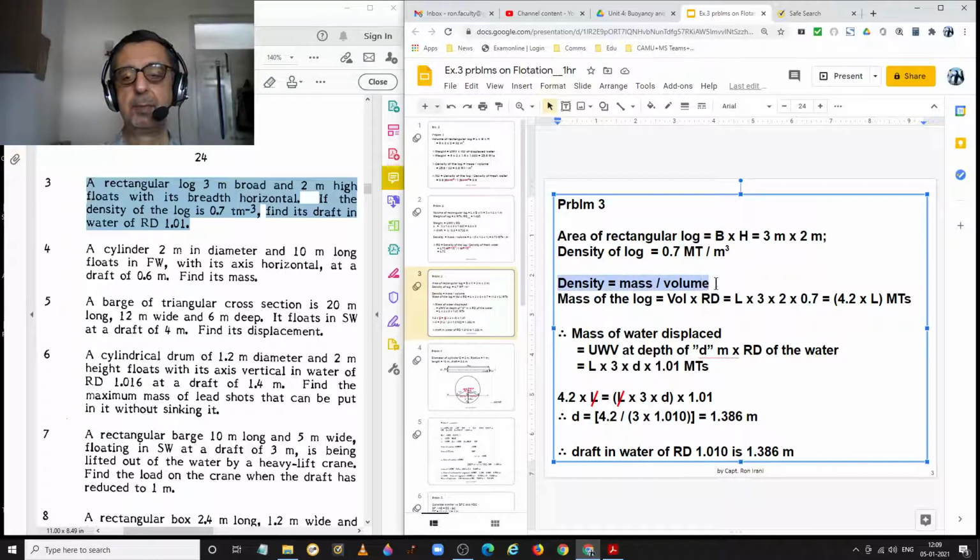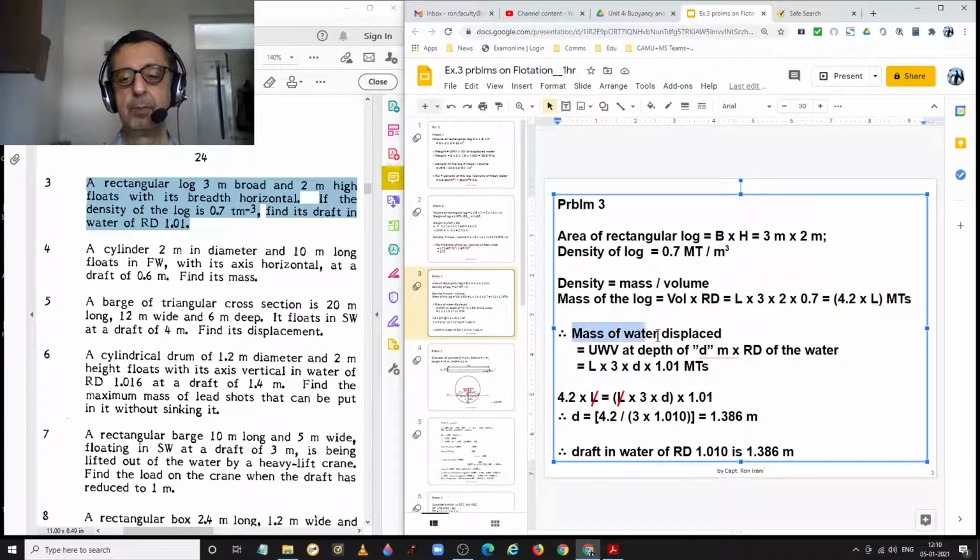Density equal to mass upon volume. Therefore, mass of the log is equal to volume into the relative density. Volume is length into breadth into height. L is the unknown in this. Breadth and height are known, 3 meters and 2 meters respectively, and the RD of the log is known, 0.7. Therefore, the mass of the log works out to 4.2 multiplied by the length in metric tons.